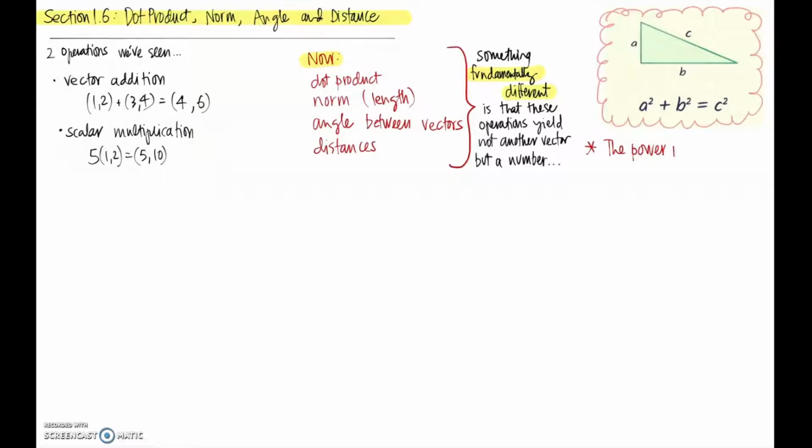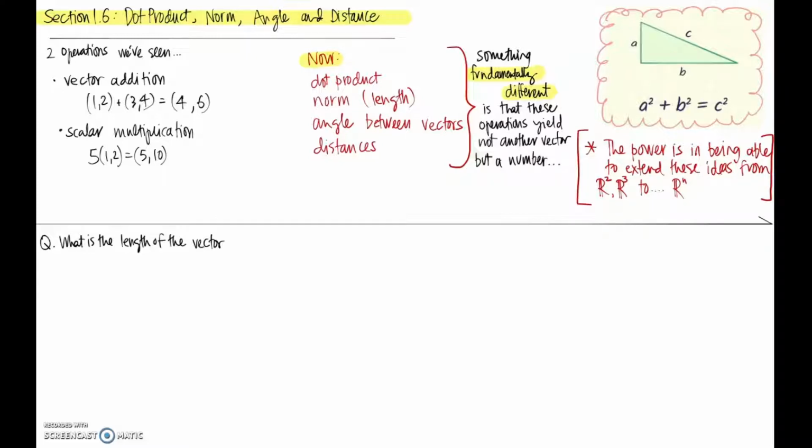And as I mentioned, the real power is in being able to extend these ideas from ones that we can visualize, like R2. We know what it means to find a distance of a vector in R2 and R3, two dimensions or three dimensions. But now we want to extend how we do it there to an arbitrary nth dimensional vector space of real number vectors. And we'll start with a question that we definitely could have answered before this course.